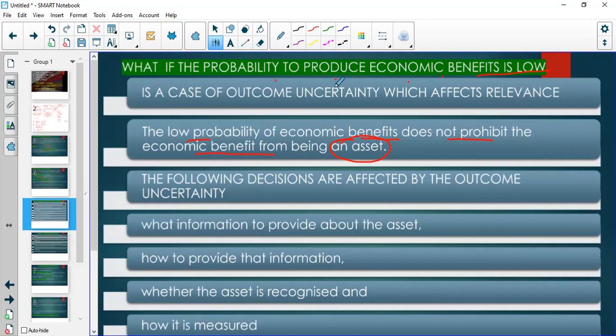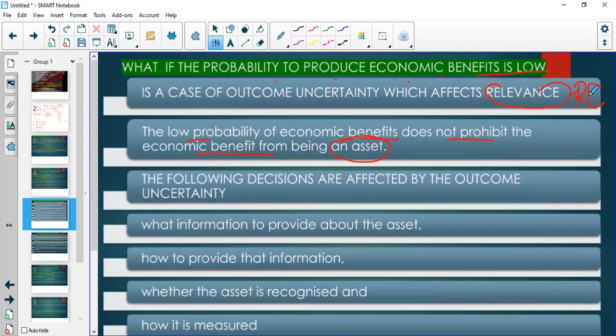But if the potential to produce economic benefits is low, that's going to affect the relevancy when we deal with the recognition criteria. Remember, there are two steps: the definition of an element and the recognition criteria of that element.